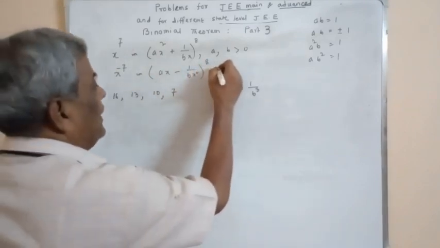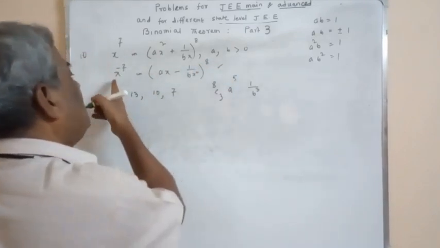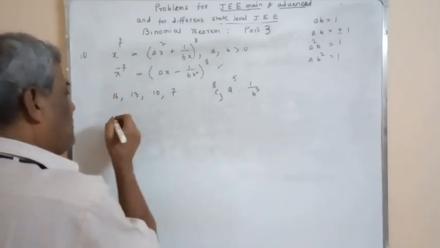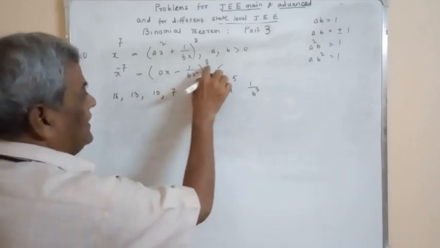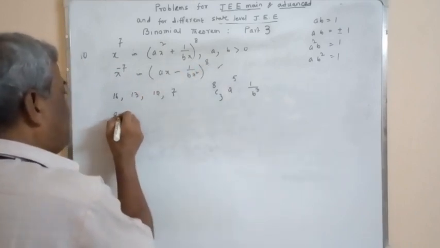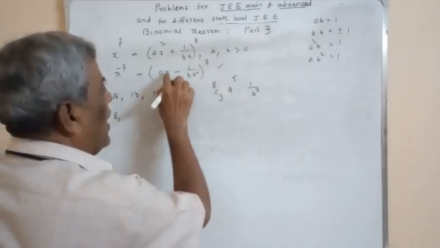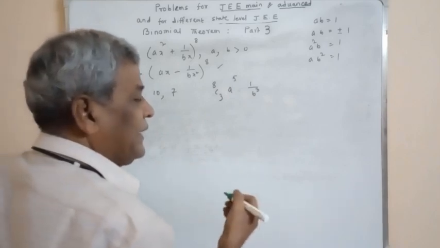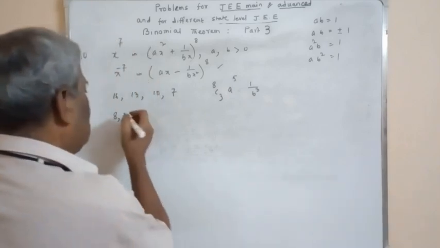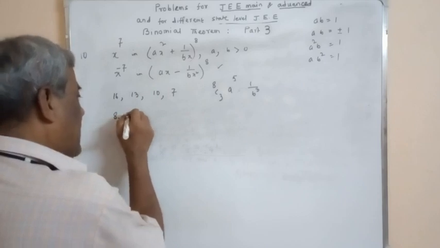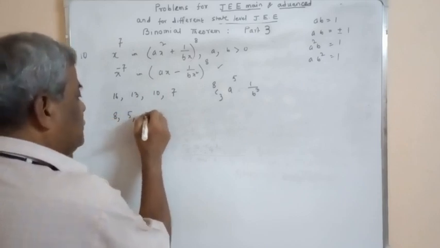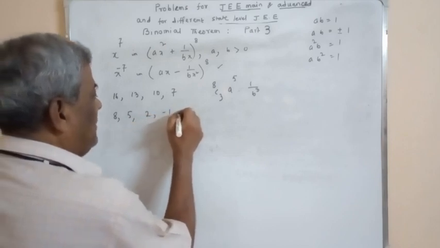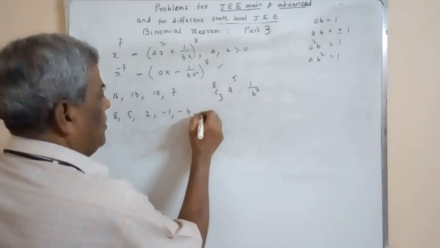Similarly, in that expansion, x to the power minus 7, in which term it belongs, let us see. The first term contains x to the power 8. After that, the power of x will decrease by 3 term by term. So the next one is 5, then 2, then minus 1, then minus 4, then minus 7.